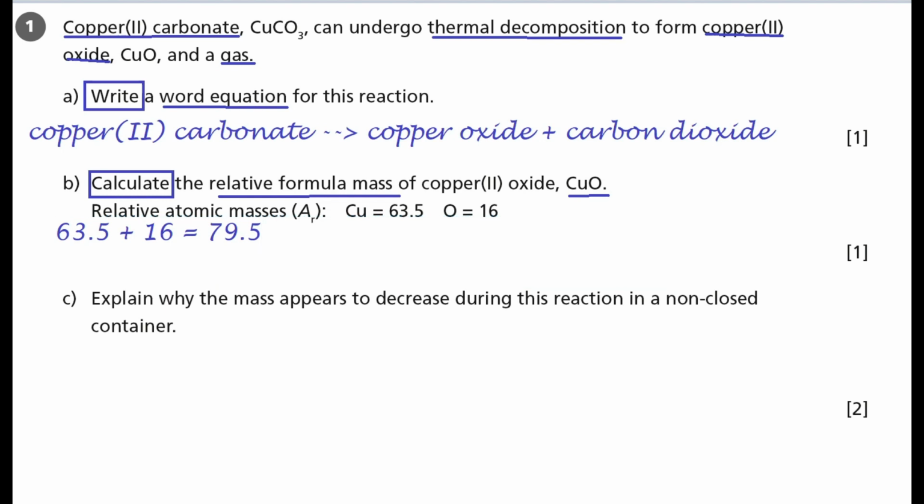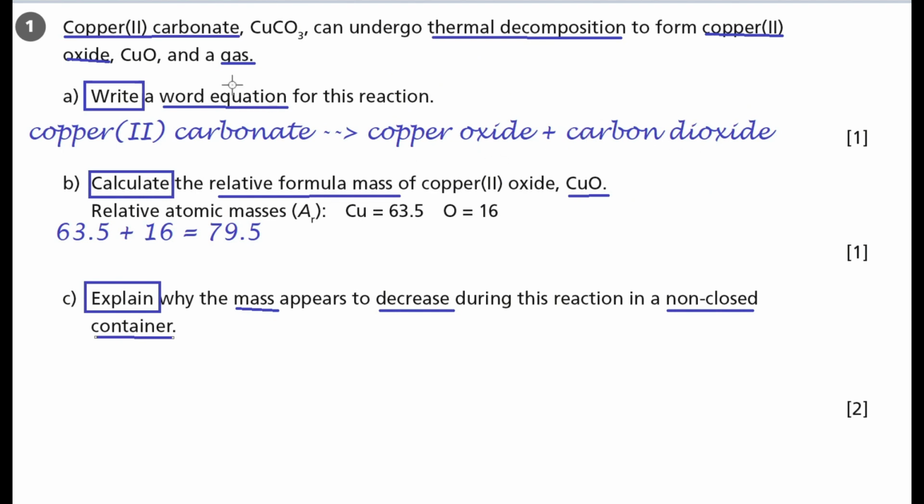Explain why the mass appears to decrease during this reaction in a non-closed container. The command word here is explain. And what we're explaining is the mass appearing, so it doesn't actually, appearing to decrease in a non-closed container. So why does that happen? We must be losing some of the products, the chemicals that we've made, from whatever vessel we're doing the reaction in. So copper oxide is a solid. That's still going to be in the container that we're doing.